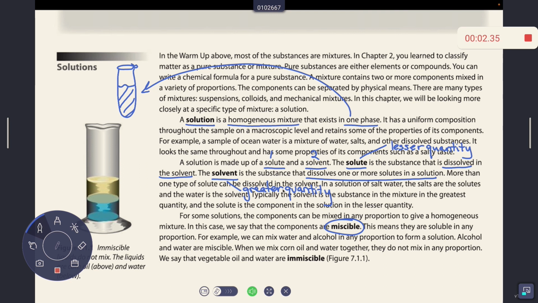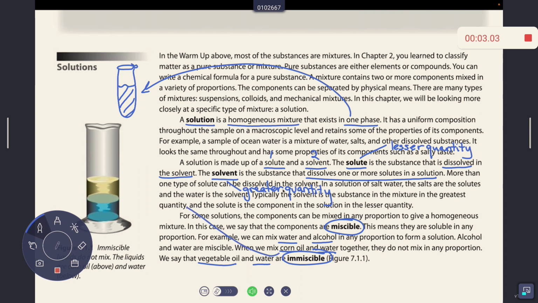Now, for some solutions, when we're mixing two liquids together, when they mix uniformly, they would be miscible, okay? So an example of this would be water and alcohol, for instance, okay? They mix uniformly. You can't tell where one ends and the other begins. Immiscible would be when you mix two liquids together and they don't mix, and you're going to see them existing in separate phases. So an example would be corn oil and water, or vegetable oil and water as an example.